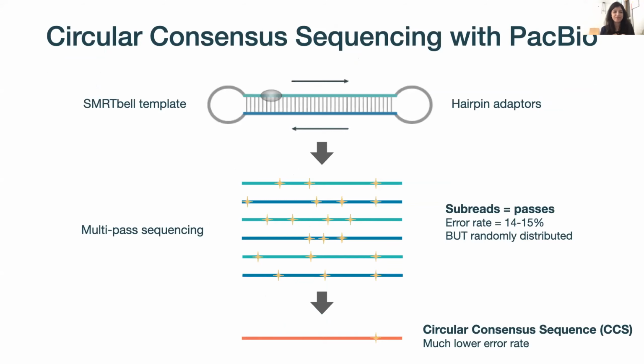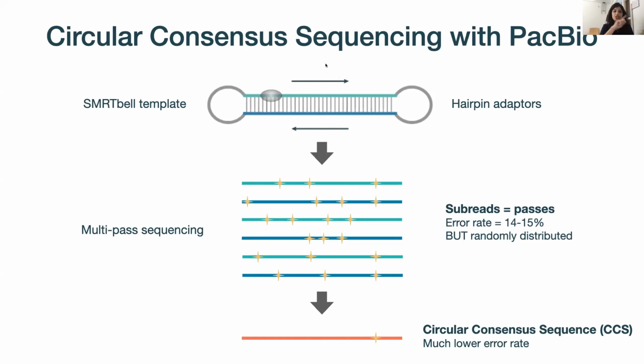So PacBio has this reputation of having very high error rates, and it is true. So the raw error rates are around 14 to 15%, but this gets lowered significantly by circular consensus sequencing. And the way this works is, you have your DNA amplicon over here, and this gets circularized by these hairpin adapters. This now means that the polymerase can go round and round and sequence the molecule many times.